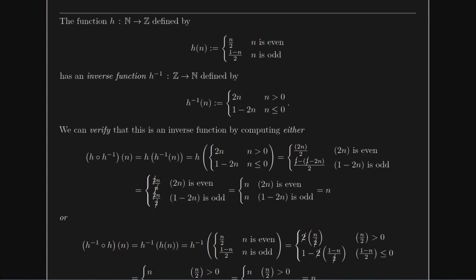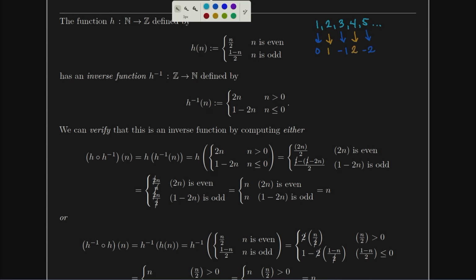What this actually does, if I lay my natural numbers out here, I have 1, 2, 3, 4, 5, and so on. Well, it takes the odd numbers, it's going to subtract from 1, and then divide by 2. 1 minus 1 is 0, so that's going to give me 0. 1 minus 3 is negative 2, divided by 2 is negative 1. 1 minus 5 is negative 4, divided by 2, I'm going to get negative 2 out of that. My even numbers just get divided by 2, 2 goes to 1, 4 goes to 2.